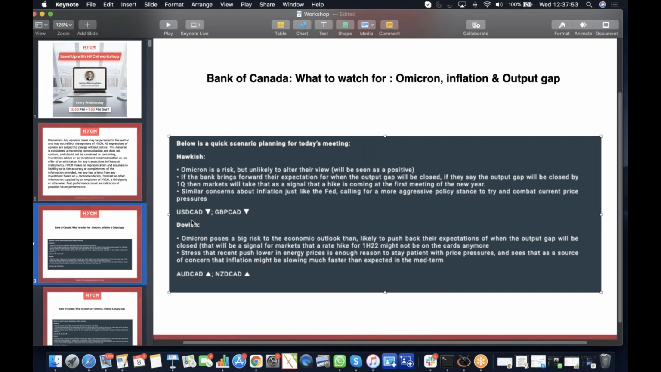Now, if they're dovish, if they say Omicron poses a big risk and it's pushing back expectations of the output gap being closed, that would signal that a first half of 2022 rate hike is not coming. If they stress that the recent push lower in energy prices is enough reason to stay patient with price pressures, so in other words, they said, look, oil markets can fall and they can rise, and we're not concerned that inflation is going to get out of control, that would also be a negative. So then we'd look at something like the Aussie CAD or the New Zealand dollar CAD.